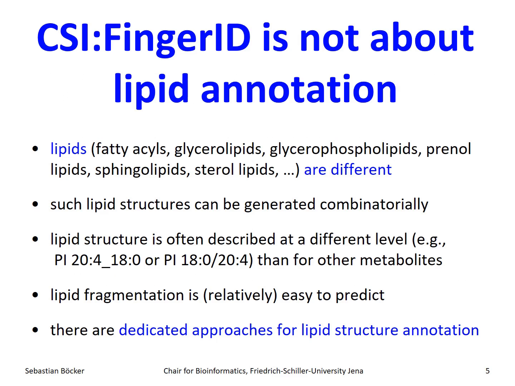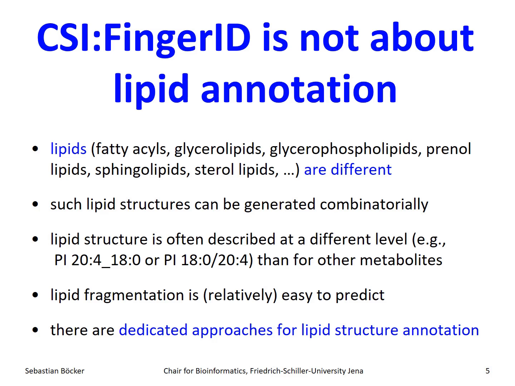Before we start to talk about what CSI FingerID is about, one warning: CSI FingerID, this talk, and in general these so-called in silico methods, they are not about lipid annotation. Lipids are different. And I mean the real lipids here. Some lipid classes are listed there as examples. And these lipid structures are really different because we usually also annotate them at a different level.